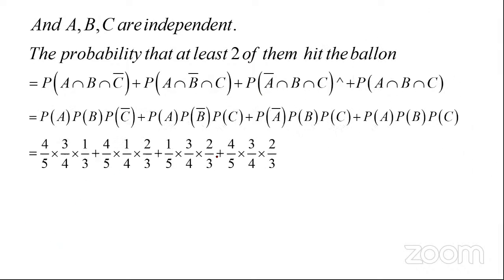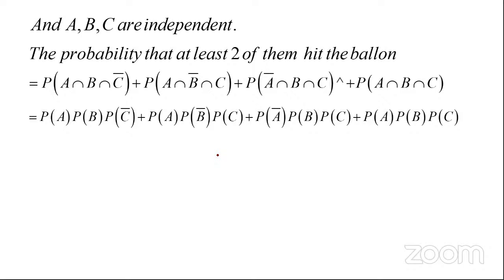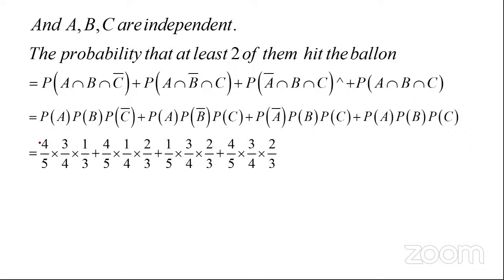So this is P of A into P of B into P of C bar, plus P of A into P of B bar into P of C, plus P of A bar into P of B into P of C, plus P of A into P of B into P of C. P of A value we know is 4 by 5. P of B value is 3 by 4. P of C is 2 by 3, but since the complement is there, that is 1 by 3. P of B complement is 1 by 4, and P of C value is 2 by 3.